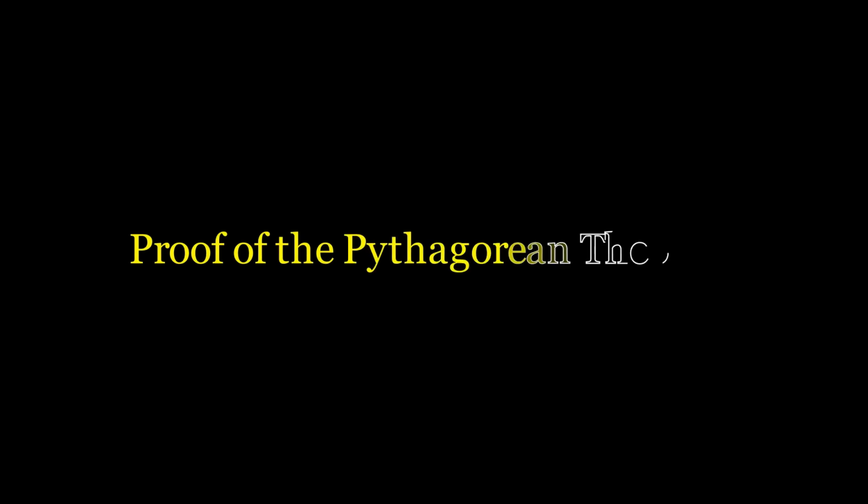Proof of the Pythagorean Theorem. In this video, we'll prove the Pythagorean Theorem, which states that in a right triangle, the sum of the squares of the two legs equals the square of the hypotenuse.